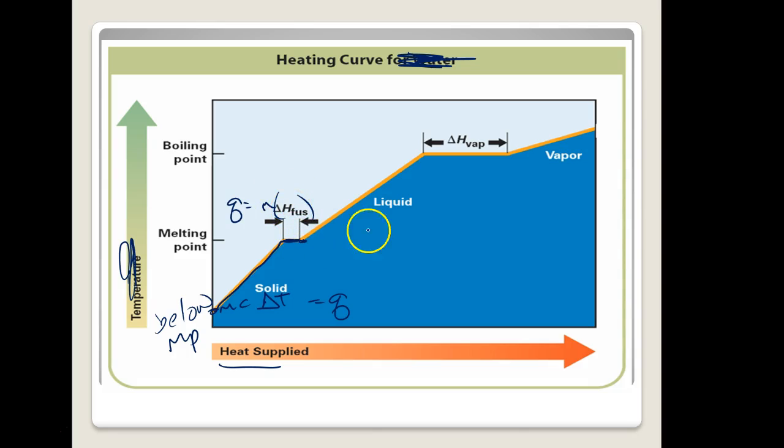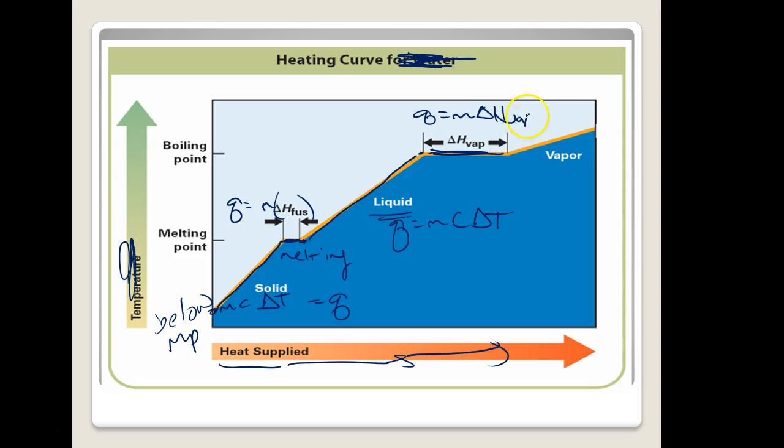But once it's all completely melted and now it's a liquid, so this is melting. Once it's all completely melted and you continue to add heat, the temperature is going to rise. So Q equals MC delta T. But once it gets to that boiling point, you're still applying heat, but what's happening is it's going to boil. And so the temperature doesn't change. It's constant. Q equals mass times heat of vaporization. And then once it's all done boiling, and it's a vapor, temperature is going to continue to increase. If you continue to add heat, Q equals MC delta T.